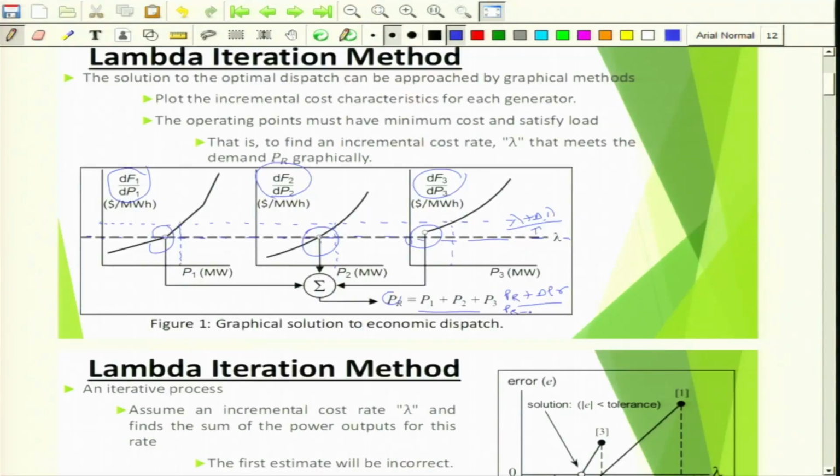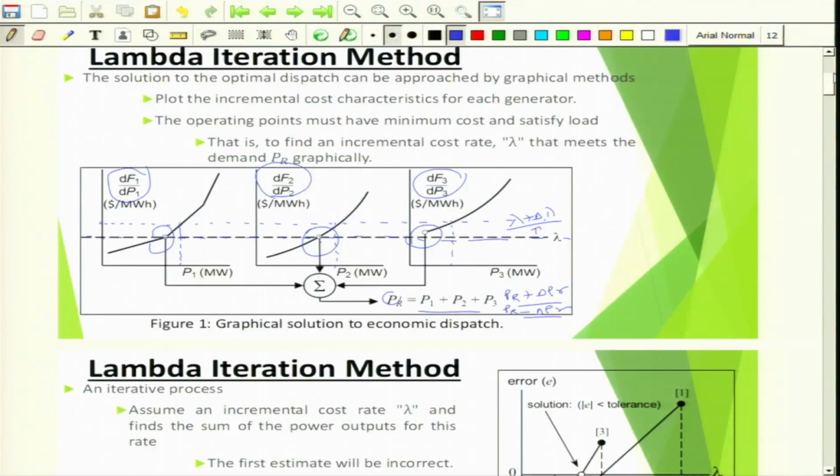If let us say the demand is decreased from PR to PR minus delta PR, now what you have to do, you have to go in the opposite direction. So decrease the lambda such that the total generation will again be equal to the new change in the load, right. So this is what this approach is all about.